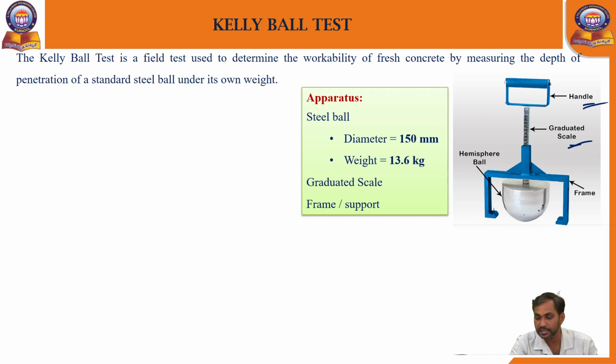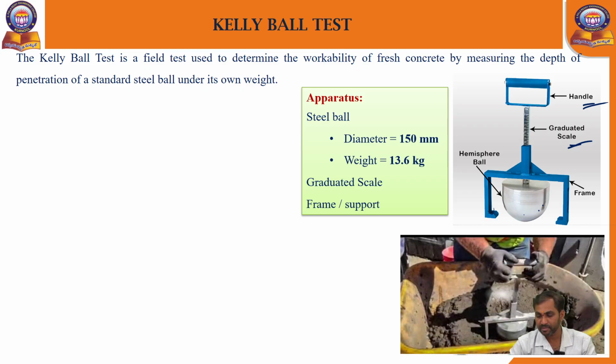The need for a graduated scale: when fresh concrete is prepared and taken into the tray, place this Kelly ball on the concrete like this. Slowly the ball will penetrate into the concrete. Finally it stops. Just mark the value from the graduated scale. Then we get the quality of workability of the fresh concrete.